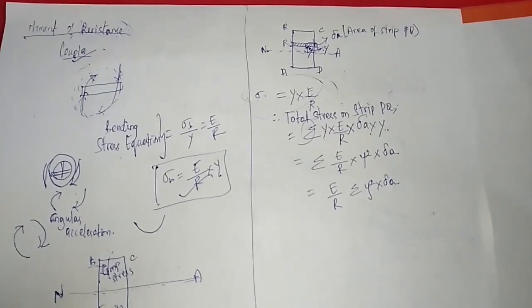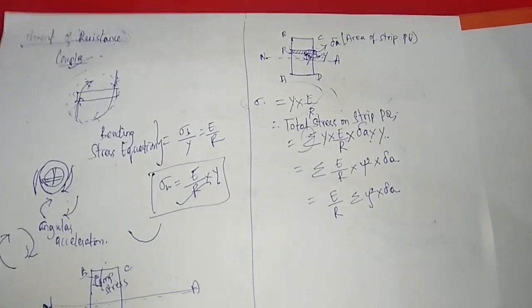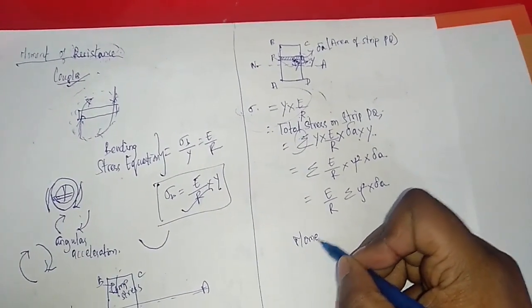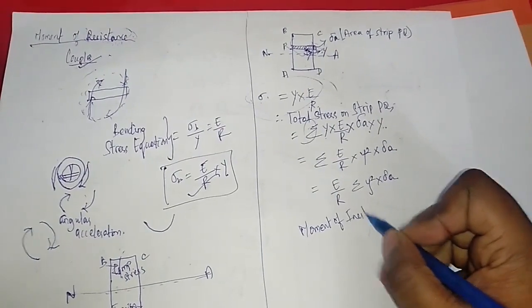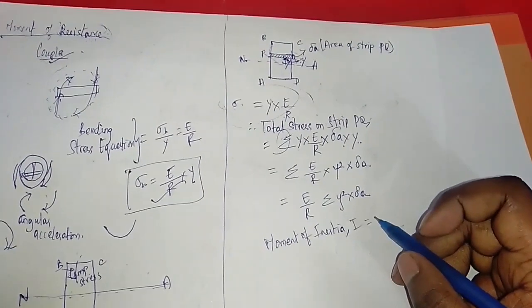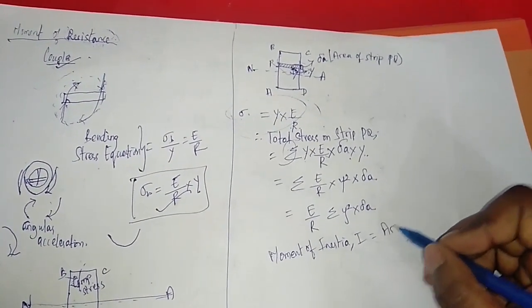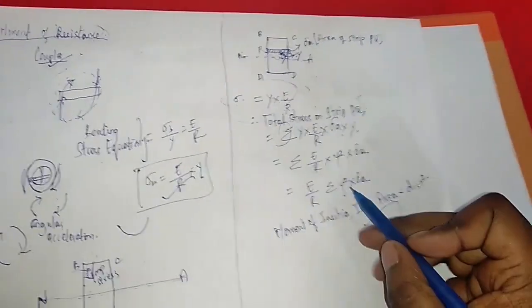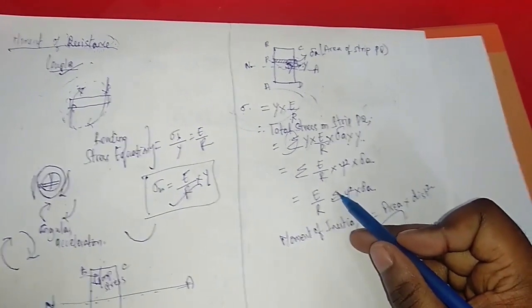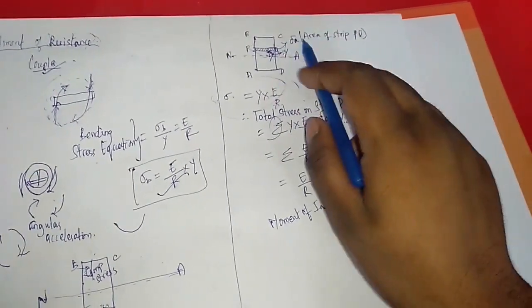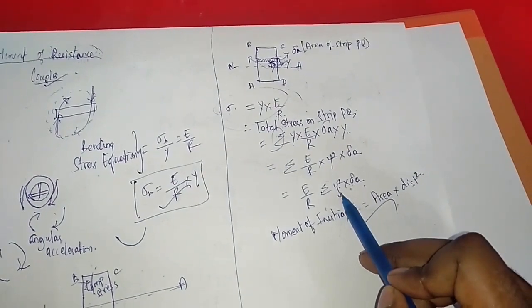In unit number 4, you have studied moment of inertia, right? What is moment of inertia? Moment of inertia I is nothing but the product of area into distance square. You already know this. Here, delta A is the area of the strip, and distance square into area is what? Moment of inertia.